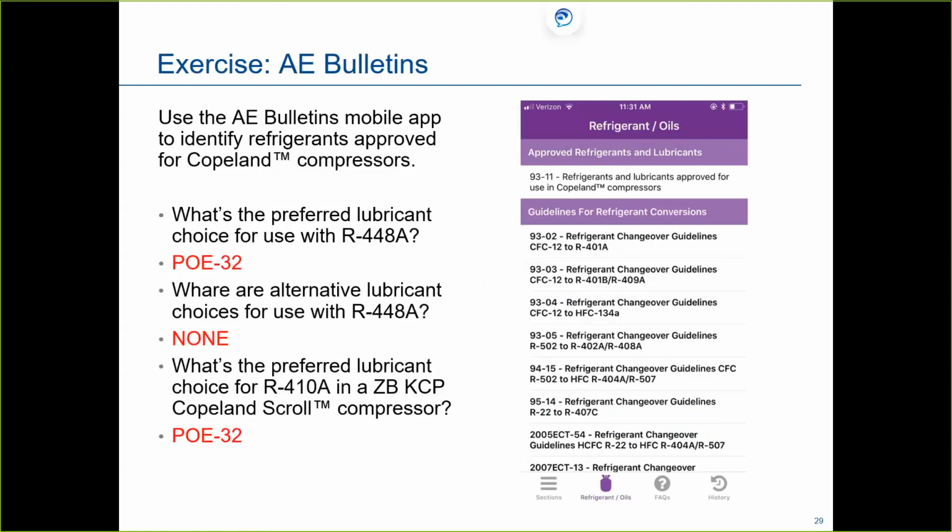Again, AE Bulletins, use the AE Bulletin mobile app. This is just an exercise I normally do in class. It's not going to work, obviously, here live on the WebEx.